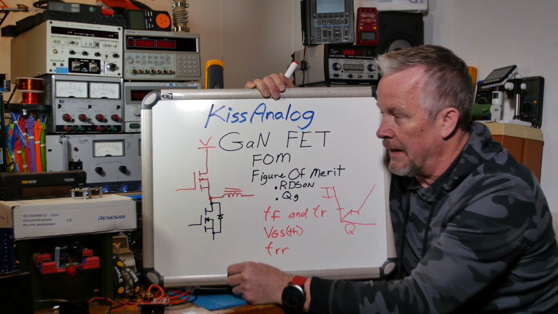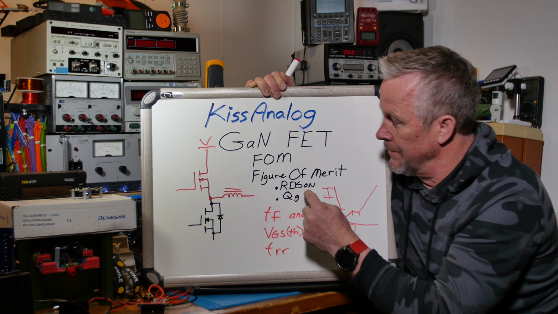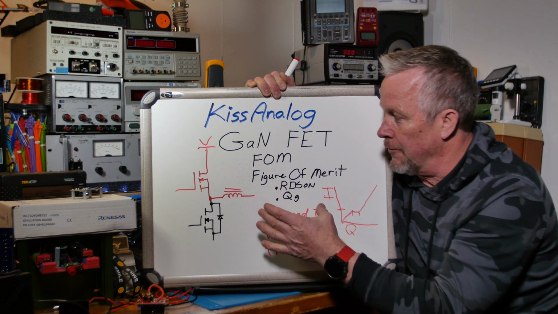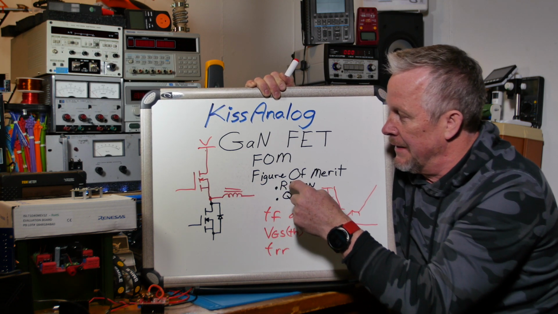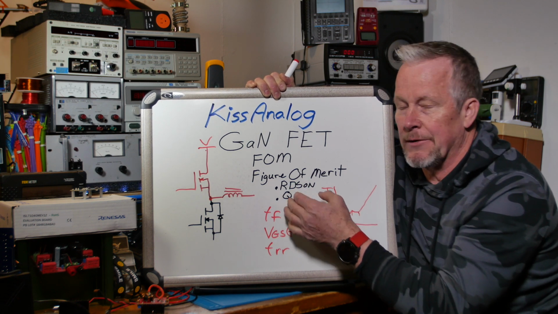Okay, in a GaN FET, let's just go through this stuff. RDS(on) is really low. Sure, there could be some FETs with RDS(on) as low, but it's hard to find a FET that has RDS(on) and gate charge better than a GaN.